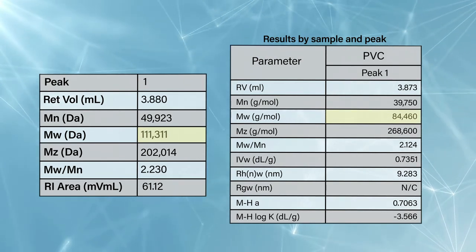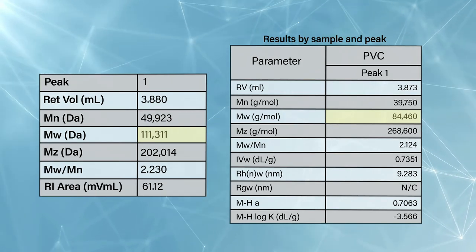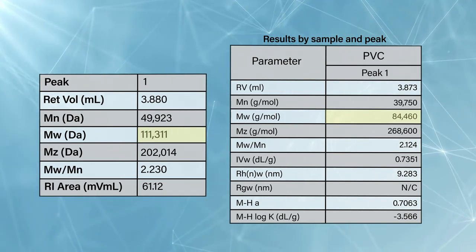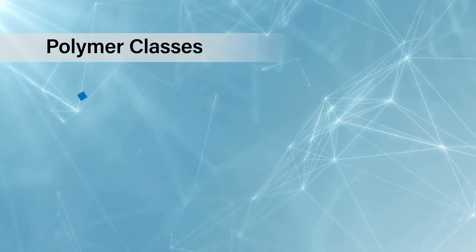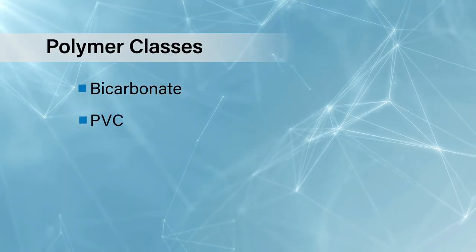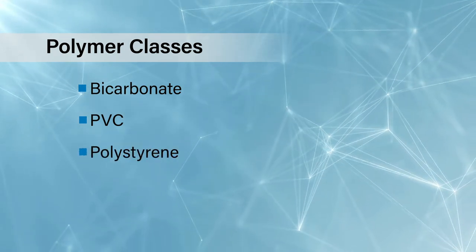Structural information: the viscometer is the best detector for this. For that same PVC sample, if you look at the Mark-Houwink plot, which looks at the molecular weight versus the intrinsic viscosity, then you can see how the compactness of the polymer in solution compares. In this case, you've got different polymer classes, polycarbonate, PVC, and polystyrene, but it also tells you what's happening within your polymer distribution itself. So in this example, you can see some branching occurring in the PVC.